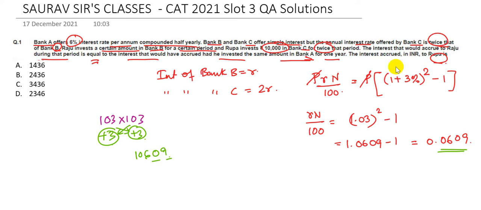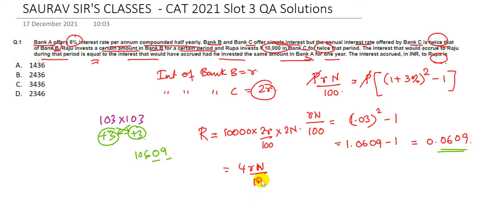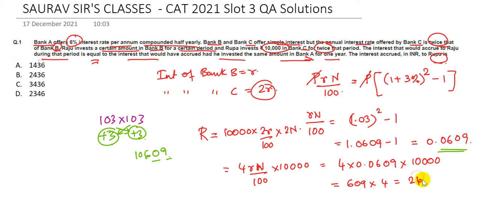Now the interest that Rupa will get from Bank C. Now Rupa has invested for twice the period, and the interest rate of Bank C is twice of R. So for Rupa the interest will be 10,000 into 2R by 100 into 2N, which is 4 RN by 100 into 10,000, which is 4 into 0.0609 into 10,000, which is 609 into 4, and that is 2436.